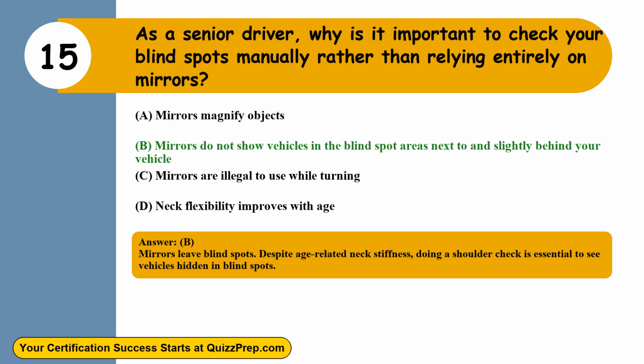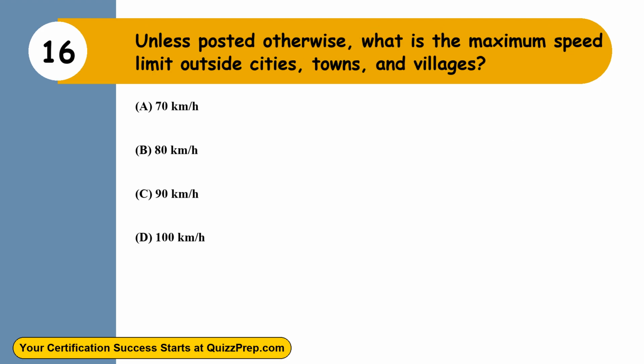Question 16. Unless posted otherwise, what is the maximum speed limit outside cities, towns, and villages? Option A, 70 kilometers per hour. Option B, 80 kilometers per hour. Option C, 90 kilometers per hour. Option D, 100 kilometers per hour.